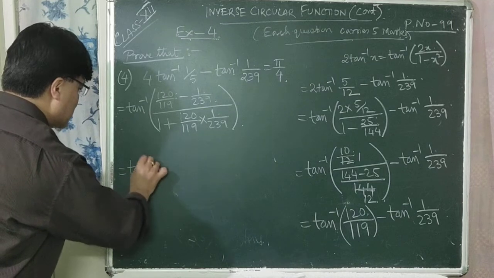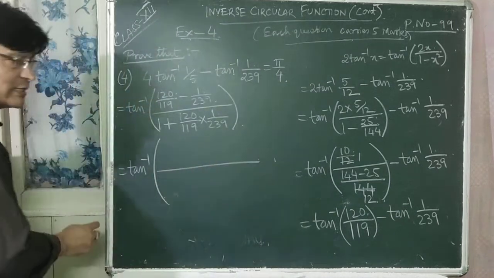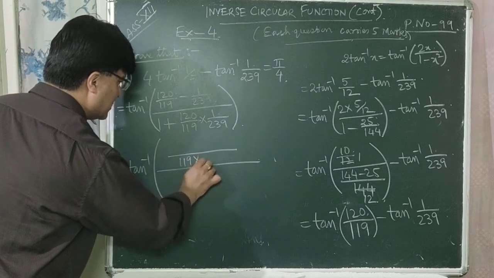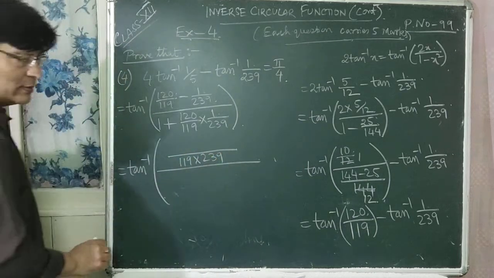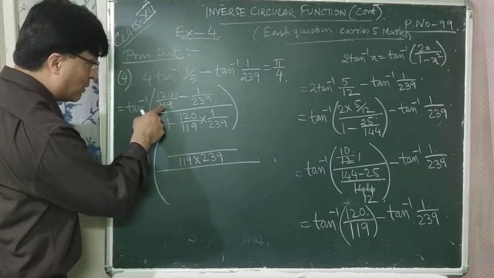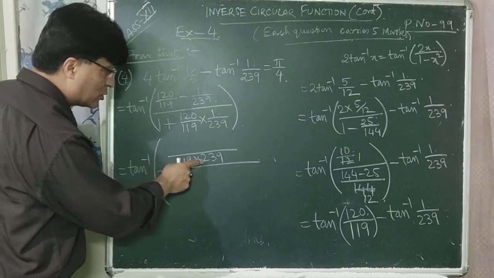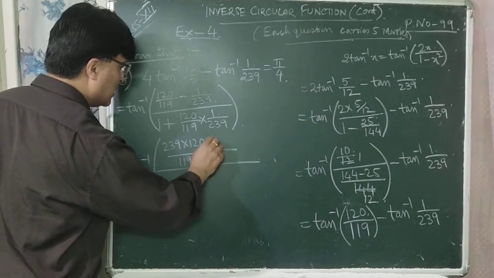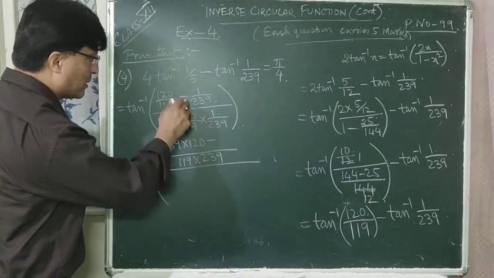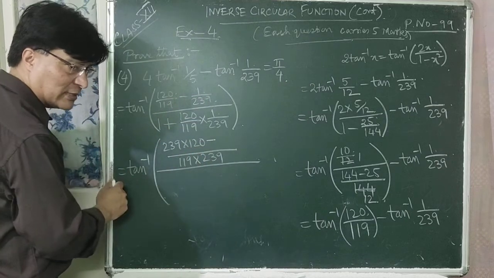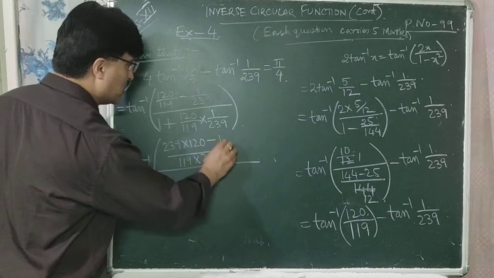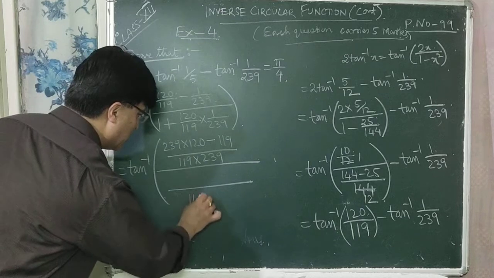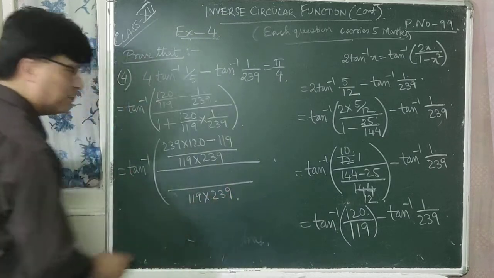So is equal to tan inverse within bracket. Now let's take the LCM. So what's the LCM here? 119 into 239. 119 into 239 is the LCM, isn't it? Now this LCM is divided by 119. So what remains? 239. So 239 into 120 should be multiplied minus, now again this LCM is divided by 239, 239 gets cancelled. You will get 119 into 1 is 119, right? So in the denominator also, what's the LCM? 119 into 239 is the LCM.